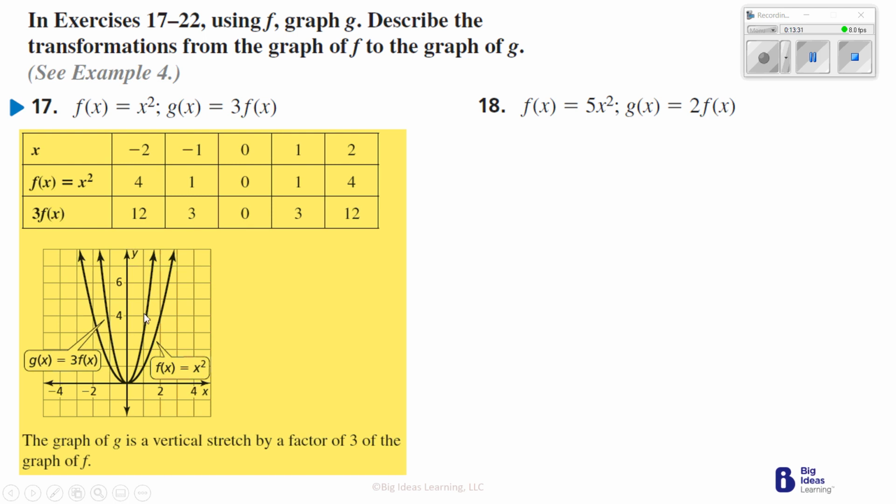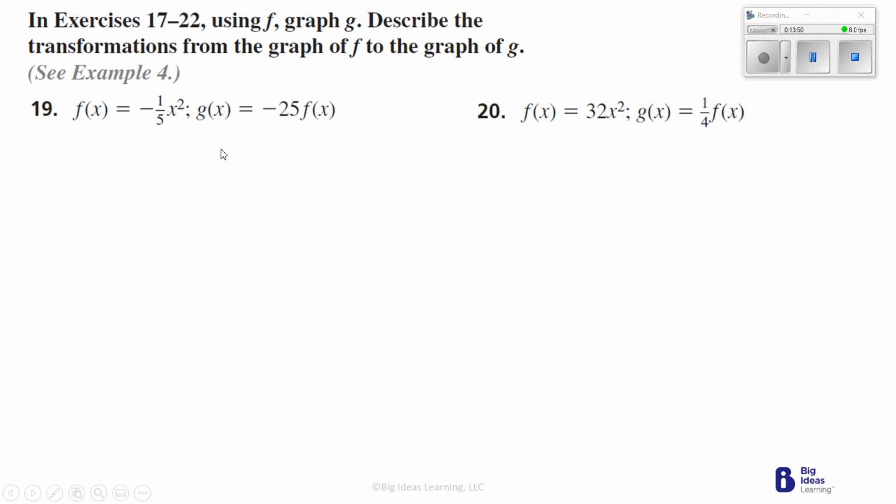This one actually shows you the original one, x squared. Okay, so this is x squared right here, right? And then when you increase by a factor of 3, do you see how it goes higher, almost like you're taking your arms from the side and stretching them higher up in the air. So we call this a vertical stretch. Number 18 is yours to do.